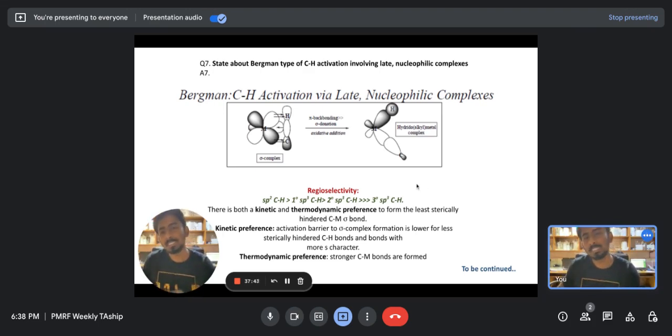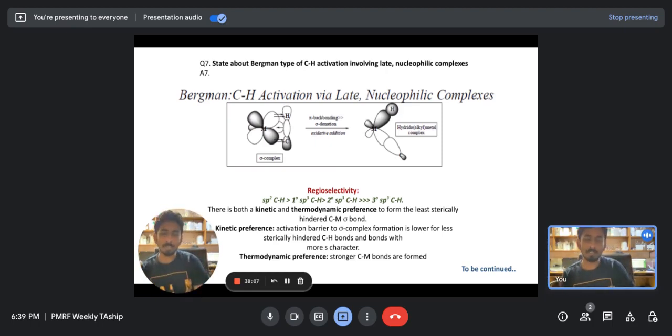So from 50% s character we are reaching towards 25%, and from this linear molecule that is sterically least hindered, we are going to the most sterically hindered, that is the tetrahedral molecule. That's why these sp or sp2 carbon hydrogen bonds tend towards this Bergman type of CH activation faster than the sp3 CH bond.